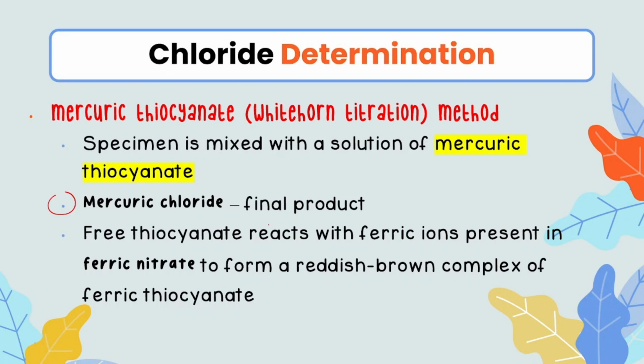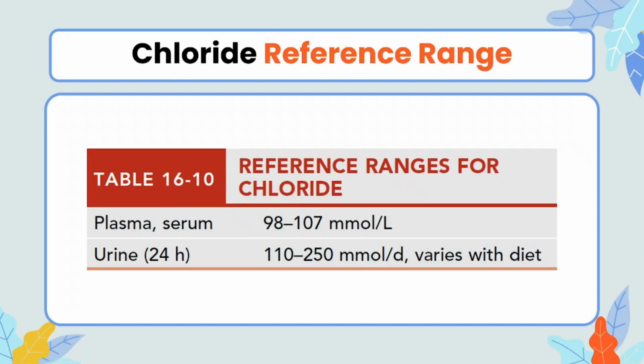So the free thiocyanate reacts with your ferric ions present in your ferric nitrate to form a reddish-brown complex of ferric thiocyanate. So if ang indicator po kanina is your s-diphenylcarbazone, the indicator here in your Whitehorn titration method is your ferric nitrate, which is responsible in imparting a color to your sample, which will then be measured using your spectrophotometer. So, yun lang po yung mga dapat tandaan nyo in terms of your Schales and your Whitehorn titration.